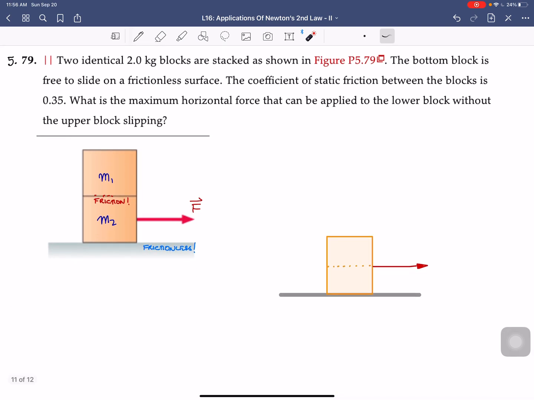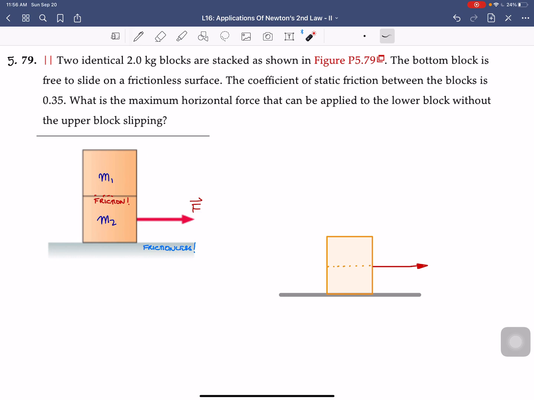Let's look at another problem. Here are two identical blocks stacked one above the other. The bottom block, what I'm calling M2, is free to slide on a frictionless surface. The coefficient of static friction between these two blocks is 0.35. What is the maximum horizontal force that can be applied? So what is this force F that can be applied to the lower block without the upper block slipping?